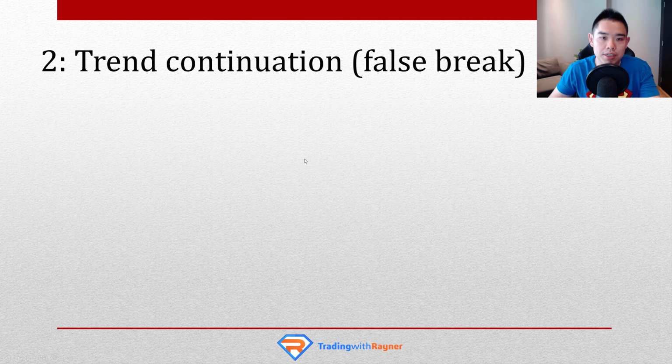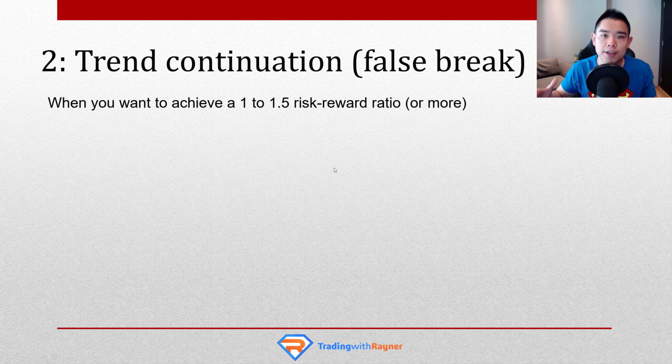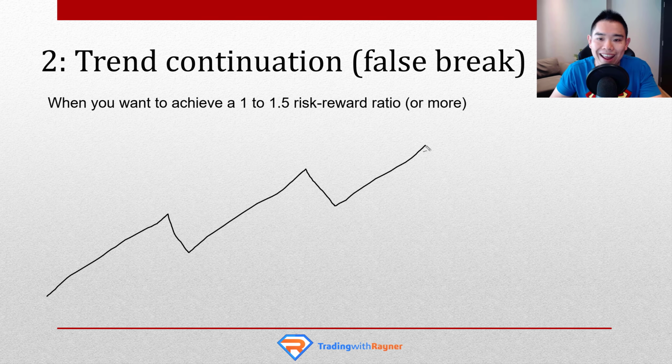The second one is the trend continuation false break. This is for you if you want to achieve a risk to reward ratio of 1 to 1.5 or more. This is also used when the market is trending. As you know, the market is trending higher like this in an uptrend. So where do you enter this trend? What you can do is look for a trend continuation, look for the market to retest this previous swing high in this trending market condition.